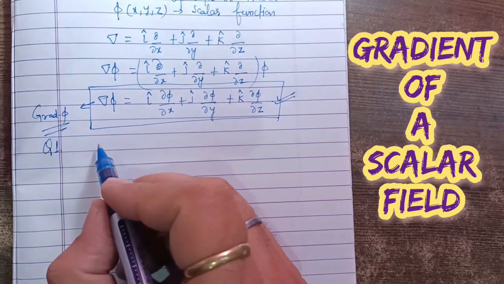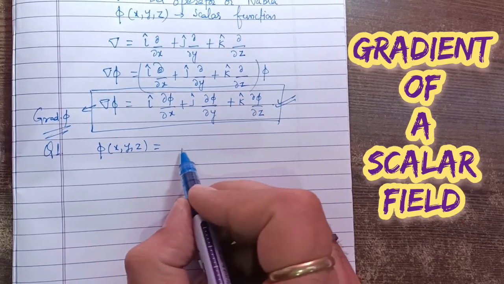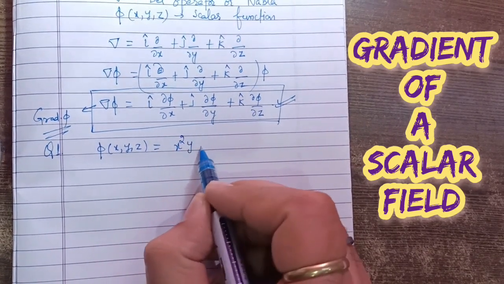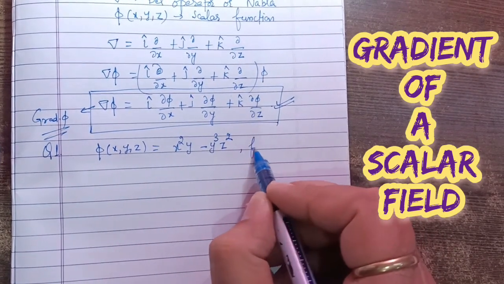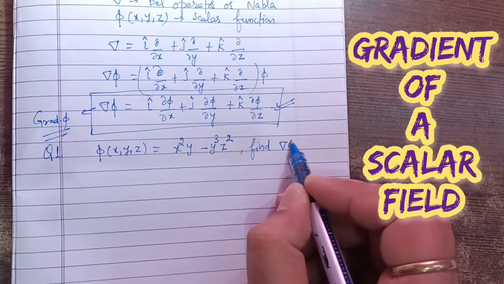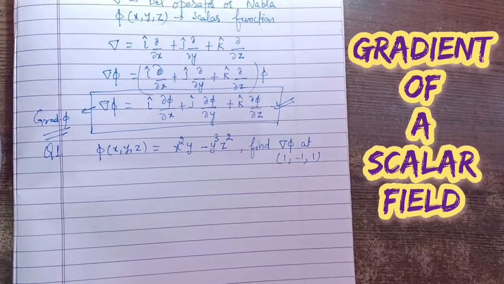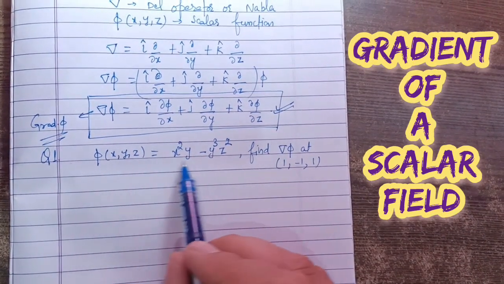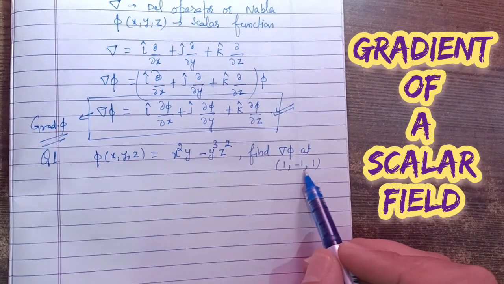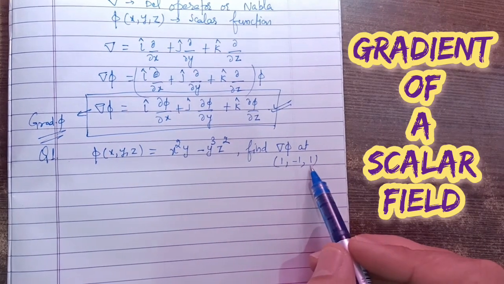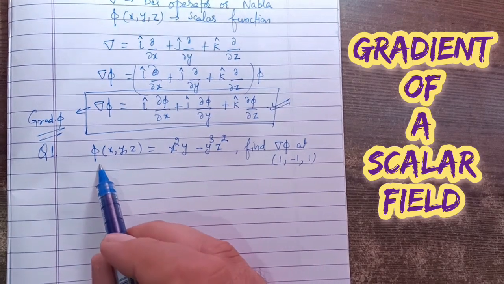So let us take the statement, if we are having this phi x y z is equal to, we can take it as x square y minus y cube z square. Then we have to find del phi at which point, suppose we are taking 1, minus 1 and 1. You can get any scalar function from here, and then you have to find this gradient of phi at any point. Just here we are taking it as 1, minus 1 and 1.